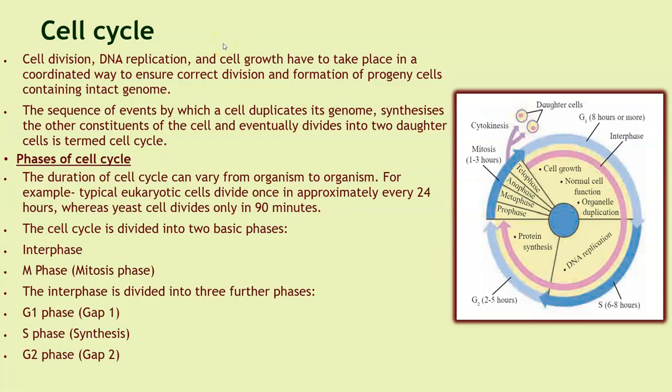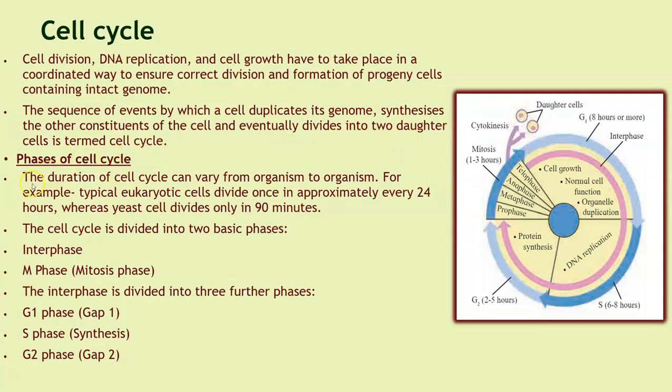Cell cycle, students, is the sequential events occurring in the life of the cell, and that is called as the cell cycle. Cell division, DNA replication, and cell growth have to take place in a coordinated way to ensure correct division and formation of progeny cells containing intact genome. The sequence of events by which a cell duplicates its genome, that is its genetic material, synthesizes the other constituents of the cell, and eventually divides into two daughter cells is termed as cell cycle.